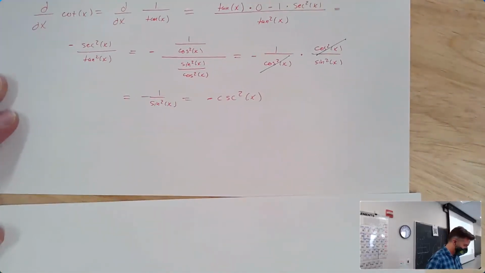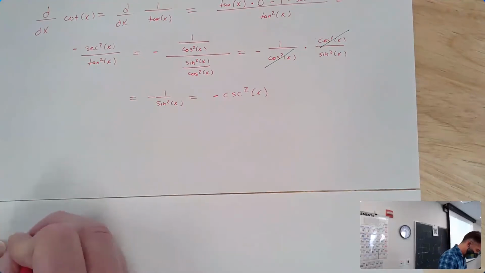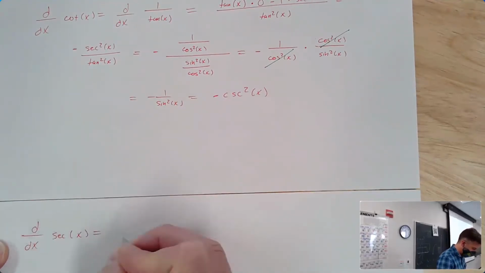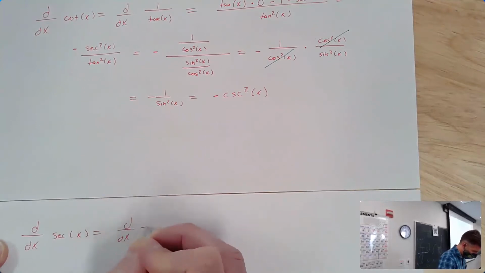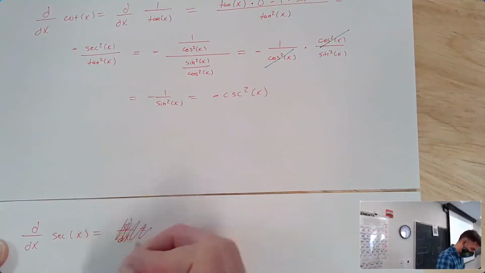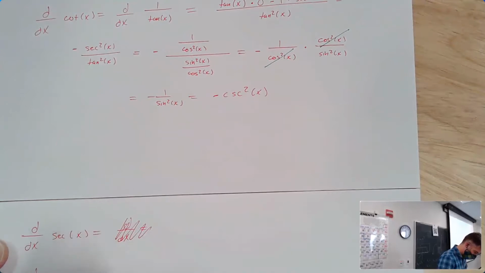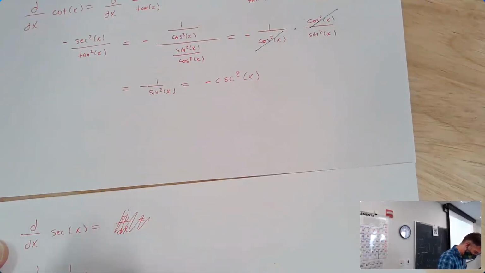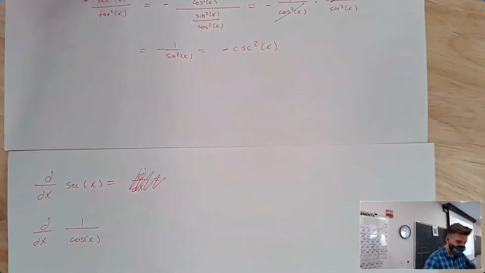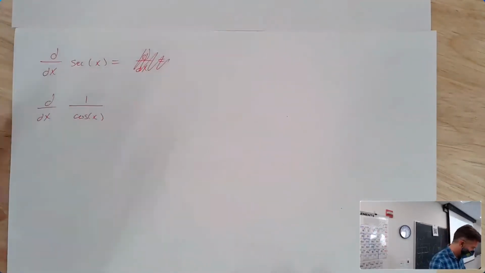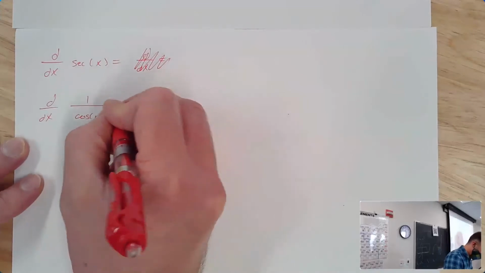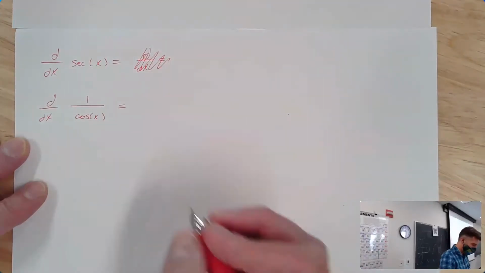So let's do secant. Derivative of secant of x. I'm going to rewrite secant how? Secant is 1 over cosine. So the derivative of 1 over cosine, again, quotient rule.